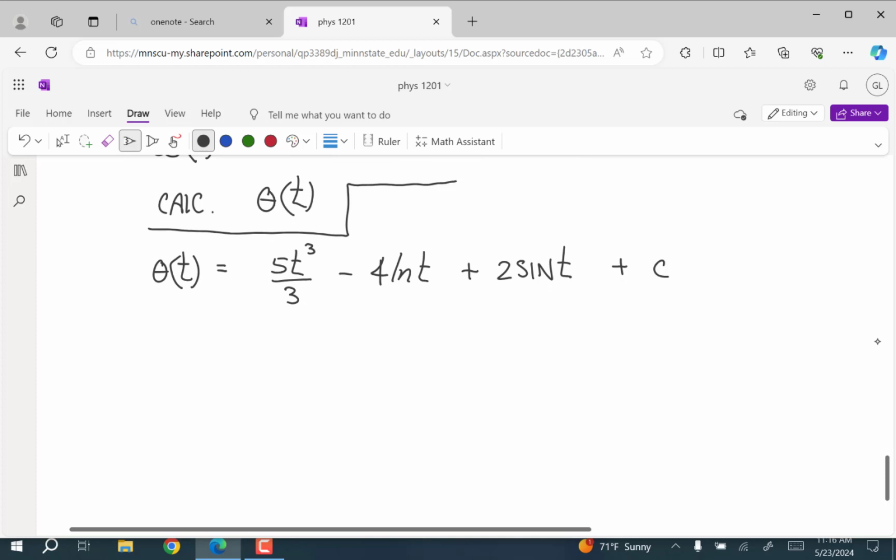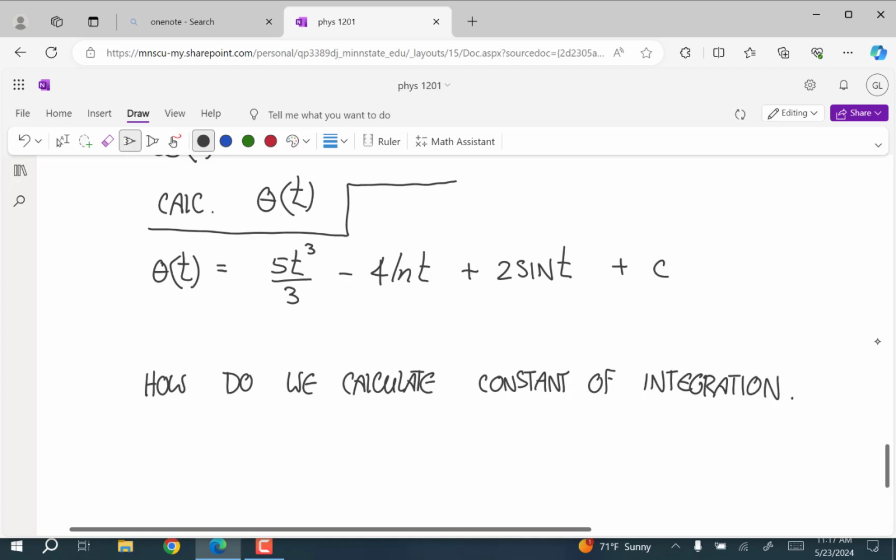Okay, well, what do you do with these constants of integration? In your math classes, you probably just kept them as a constant and that was the end of it. But what we want to do is calculate what that constant is. So how do we determine what the constant of integration is? The way that we are going to do it is with initial conditions.